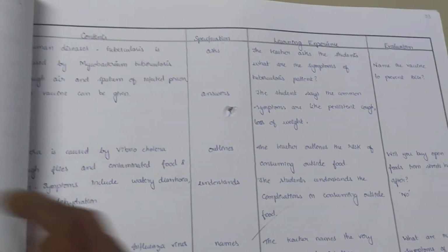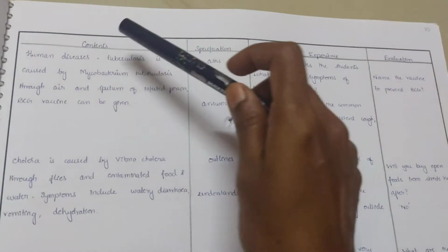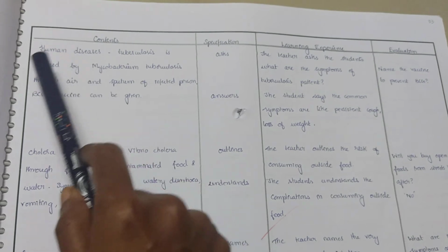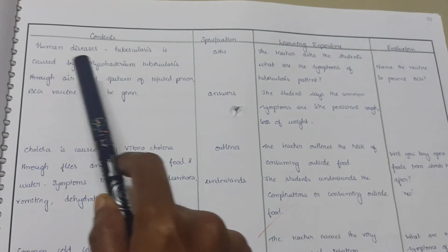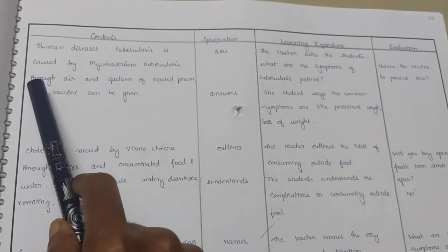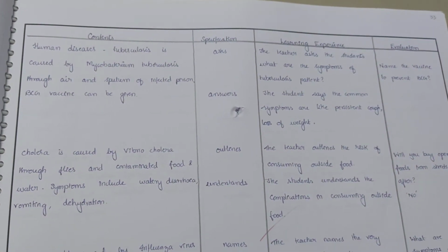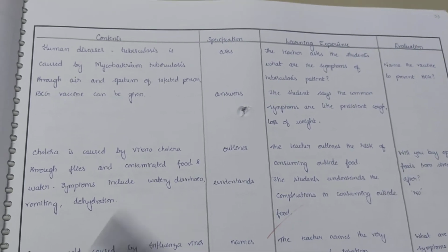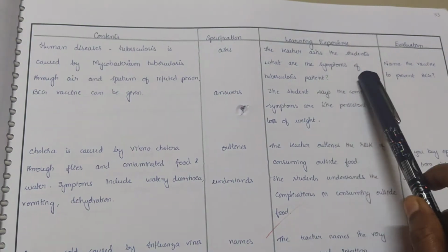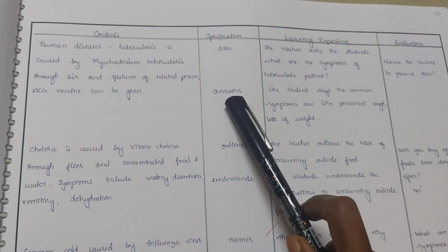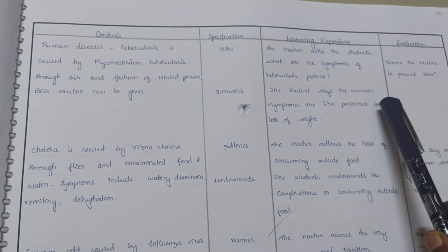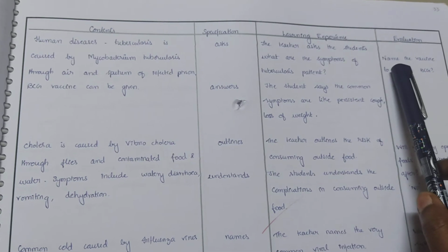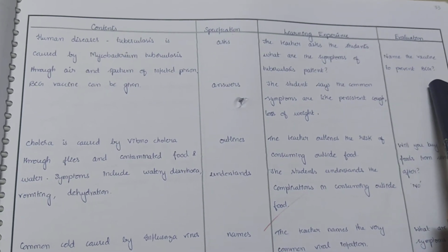Next. Here actually I have missed out the declaration of the topic. You have to write harmful microorganism. Contents: human diseases. Tuberculosis is caused by Mycobacterium tuberculosis through air and sputum of an infected person. BCG vaccine can be given. Ask: the teacher asks the students what are the symptoms of a tuberculosis patient. Answers: the student says the common symptoms are persistent cough and loss of weight. Evaluation: name the vaccine to prevent it. BCG.